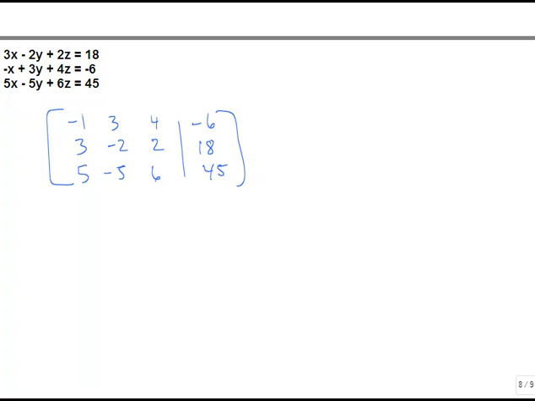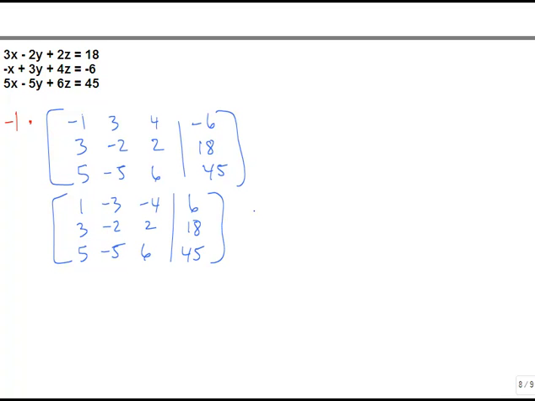So I don't have exactly a 1 in the upper left, but it's pretty close. All I have to do is get rid of that negative. So let's go ahead and multiply through by a -1. So this becomes 1, -3, -4, +6, and the other two rows stay the same. Alright, I have my 1.